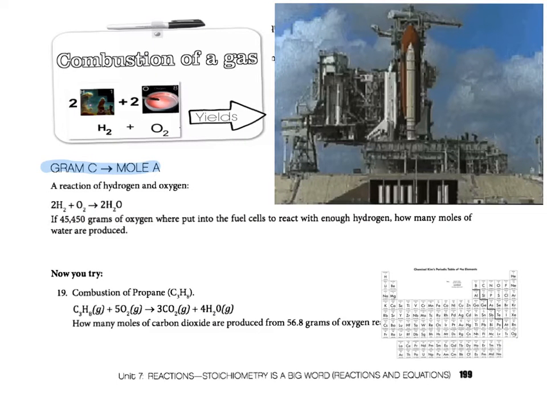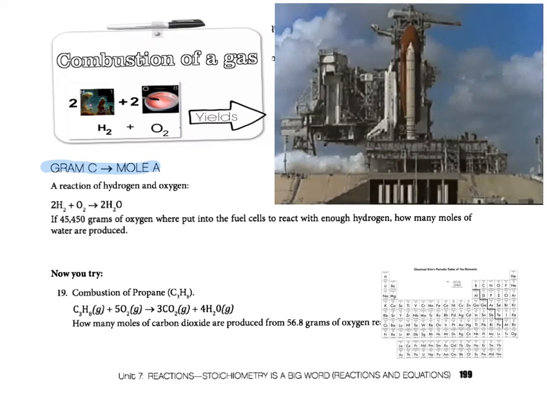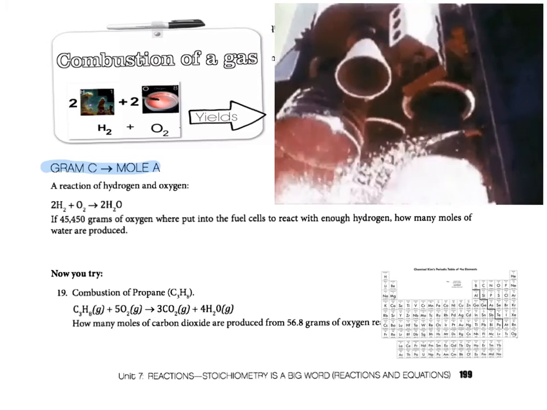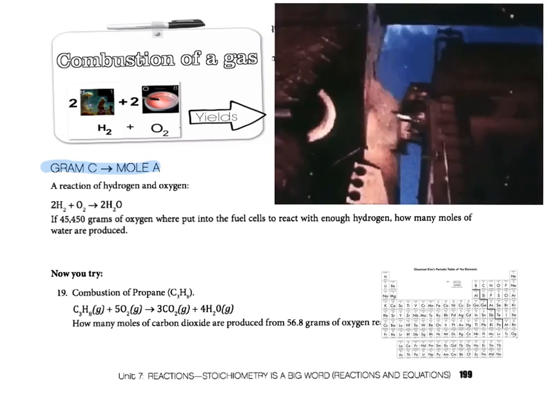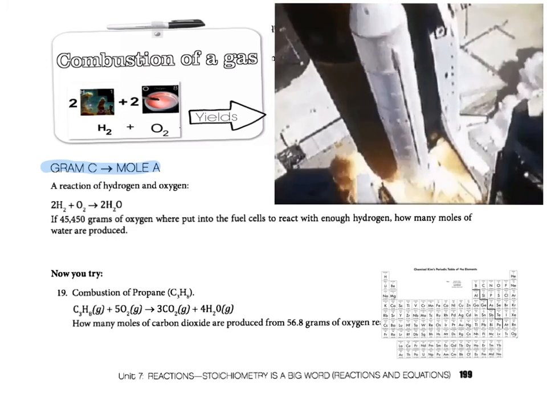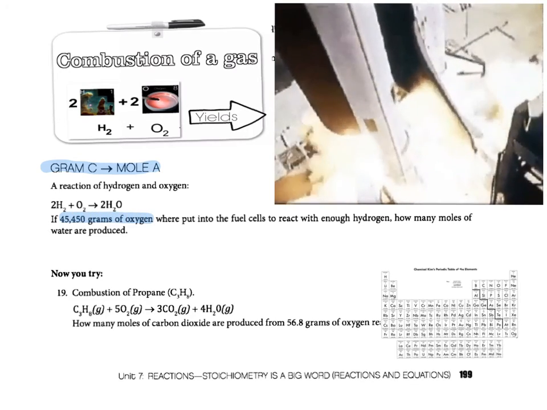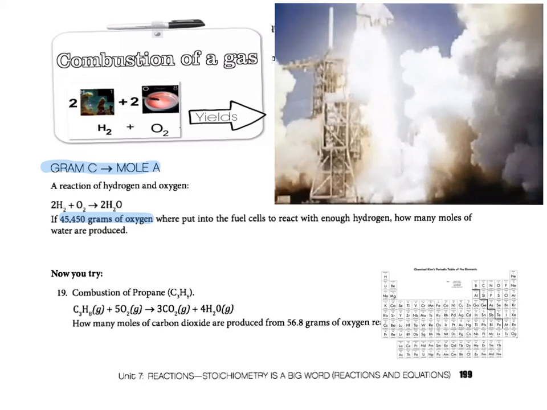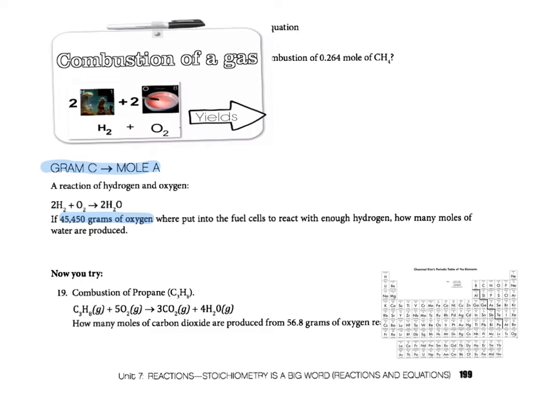This next example is doing a calculation in stoichiometry where we're going to be given a gram quantity of one material, find the mole quantity of another material. And in this calculation, it involves 2 hydrogen plus 1 oxygen to produce 2 water molecules, or 2 moles of water. So we're looking at a question that says if 45,450 grams of oxygen were put into fuel cells to react with enough hydrogen, how many moles of water is produced? So this is just a simple reaction between hydrogen and oxygen.